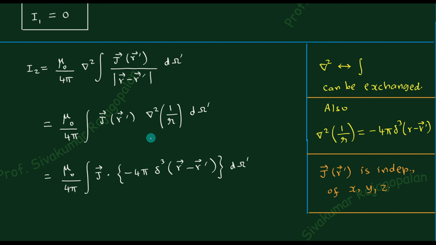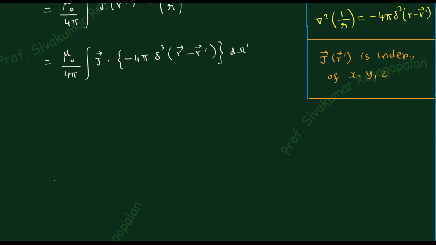And of course, you should remember that the del square is a scalar operator. 1 over r is also scalar. So everything is scalar here. So therefore, this 4 pi delta cube, all are scalar quantities. And this dot is actually a scalar multiplication. So there is nothing like vector multiplication here. It's an ordinary multiplication. That's all about it.